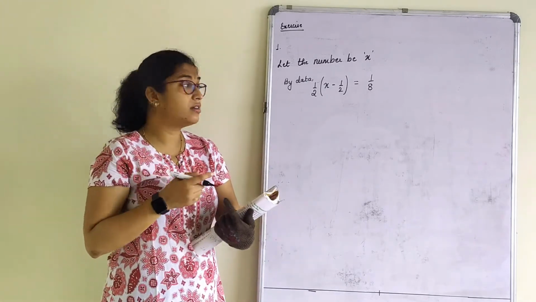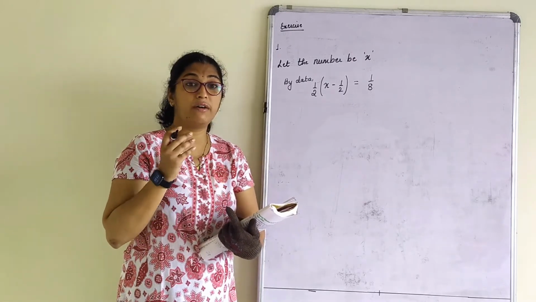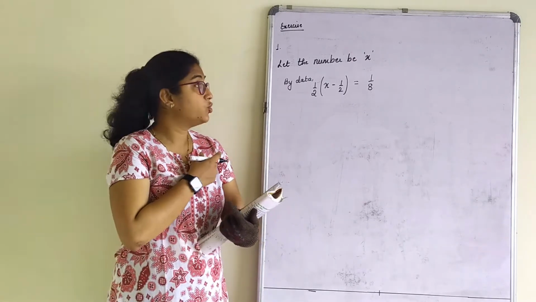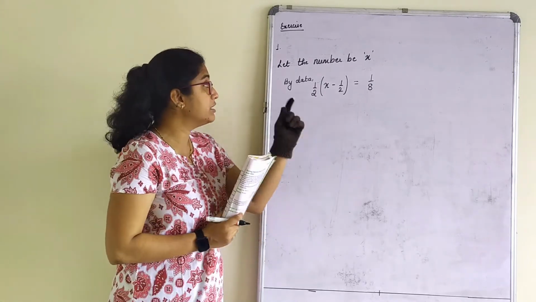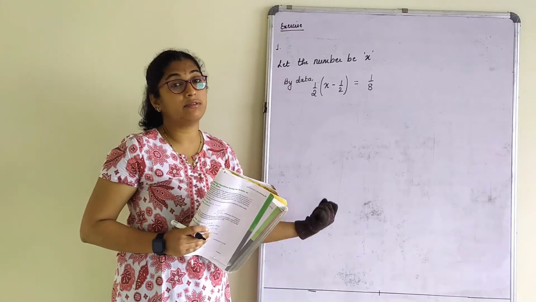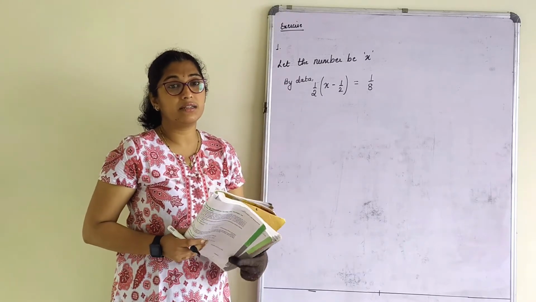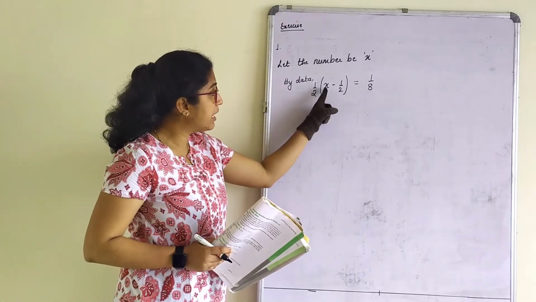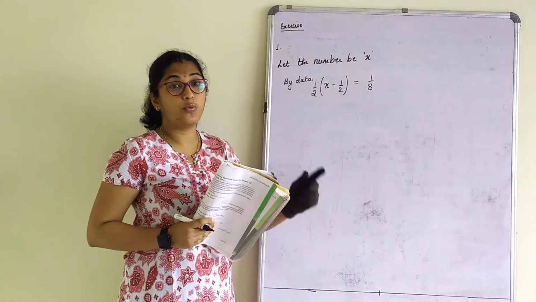We need to learn to frame the equation. I believe that in 7th standard you have learned to frame the equation. You had a chapter where you had to frame the equation, which is more important. So here we are framing. Our framing of the equation should be correct to get the answer. Once you frame the equation, automatically the answer will be correct. So if you subtract half from a number, multiply the result by half, you get 1 by 8.